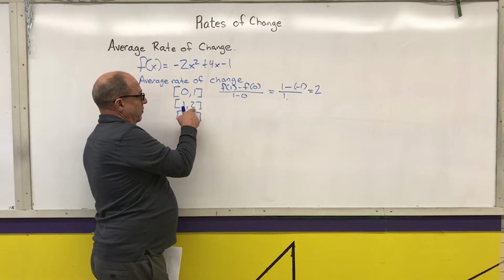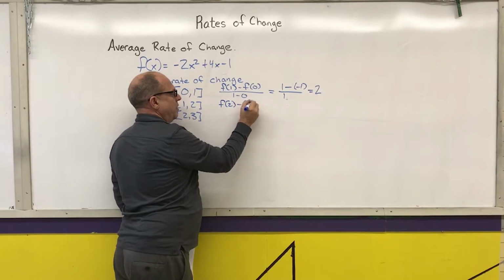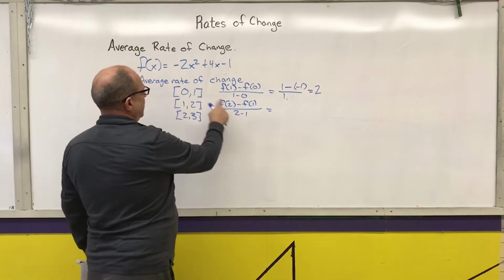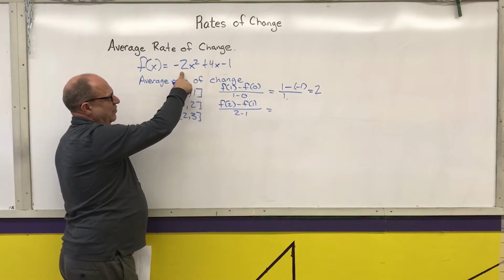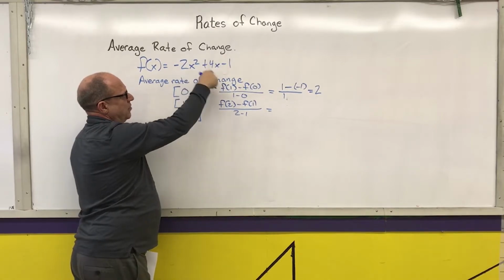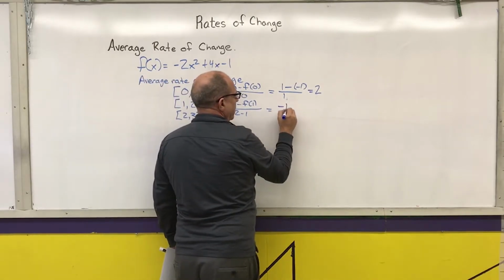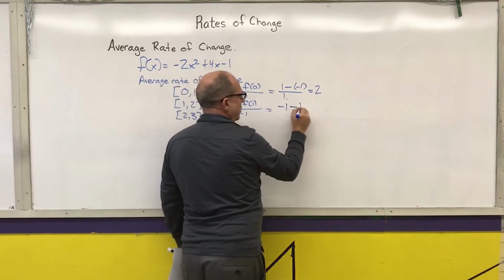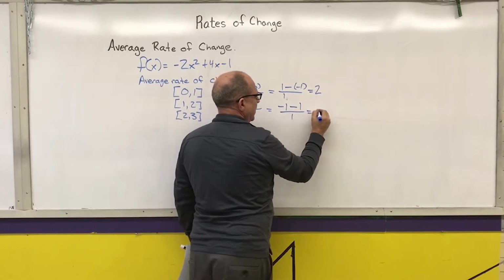Now from interval 1 to 2, I can do f of 2 minus f of 1 over 2 minus 1. F of 2 means put a 2 in for x. That would be 2 squared is 4. 4 times negative 2 is negative 8. 4 times 2 is 8. Negative 8 plus 8 is 0. 0 minus 1 is minus 1. Minus f of 1. We found out earlier f of 1 was 1. All over 2 minus 1, which is 1. That gives me negative 2 over 1, which is negative 2.